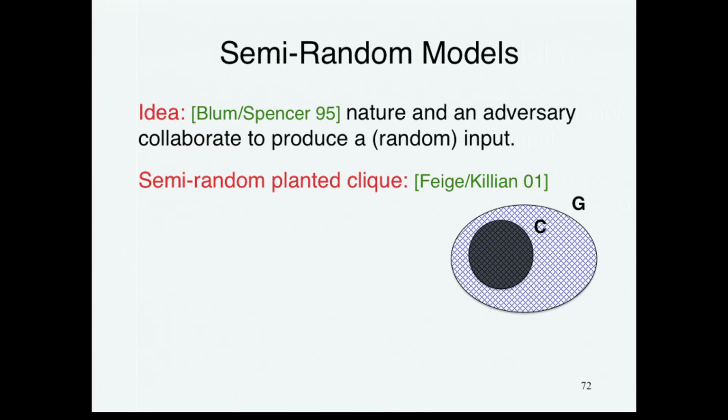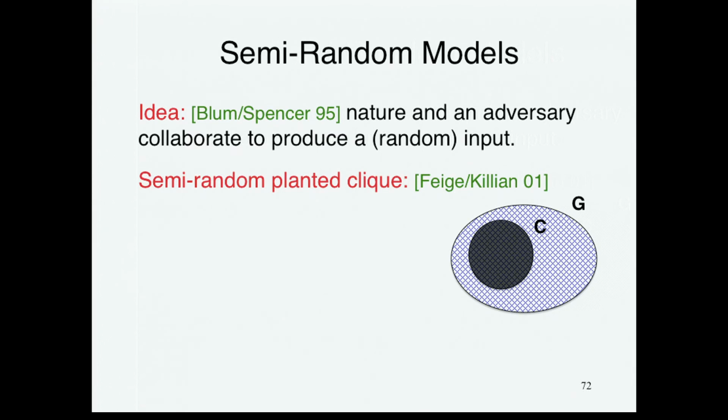So the phrase semi-random actually comes from pseudo-randomness in the 80s, a paper of Santha and Umesh Vazirani. But the idea of applying it to combinatorial problems was due to Blum and Spencer. And so they were looking at graph coloring problems. And the idea in a semi-random model is in addition to nature, i.e. in addition to an input distribution, you're going to have an adversary. And nature and the adversary will collaborate to produce an input which is then fed to an algorithm. And there are many ways you can define these models.